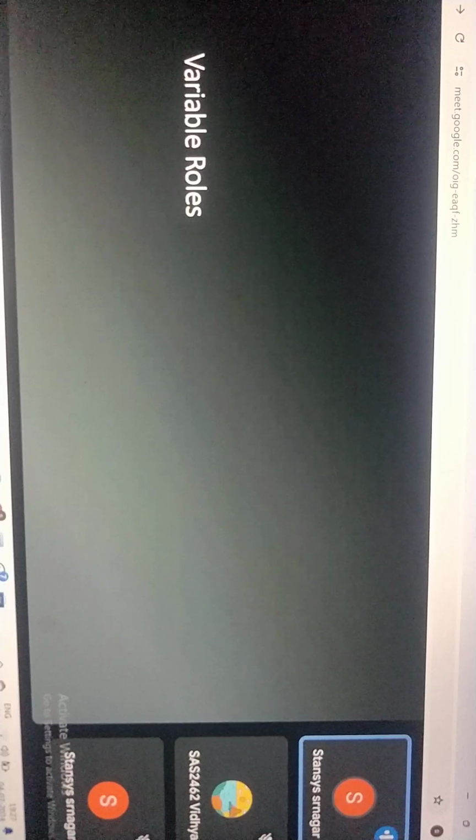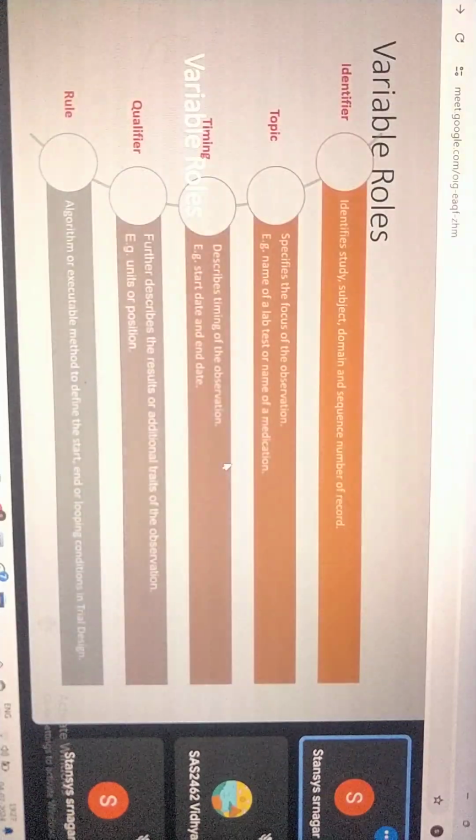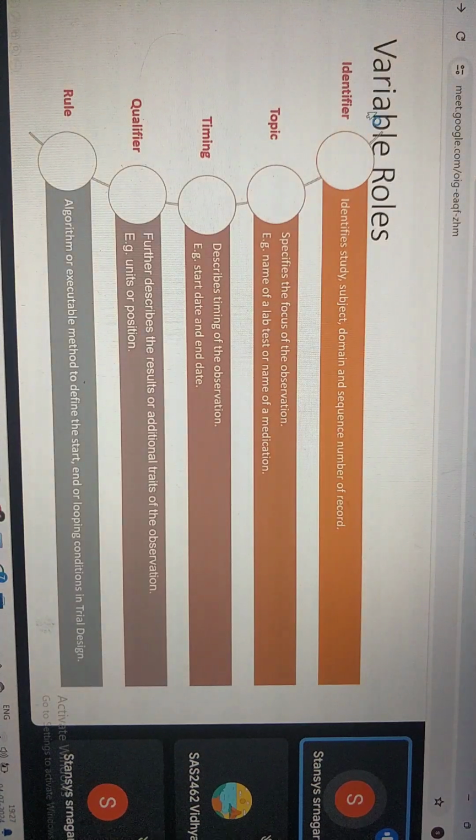The variable classification has 2 types: one based on the role, and one based on the core. What is the variable classification based on the role? We should know core and role. Based on the role we will have 5 types of classification. It means each and every SDTM variable will fall under one of these 5 categories based on the role. So what are those? We will discuss in detail now. Remember, based on the role classification, the variable roles are identifiers, topic.